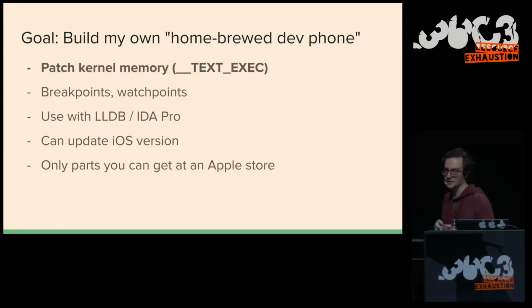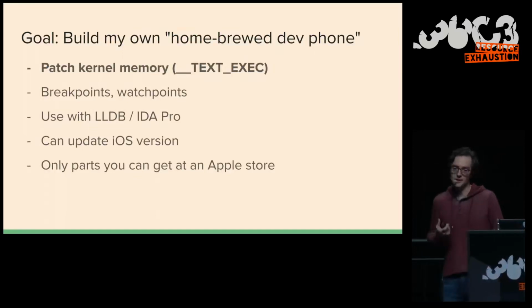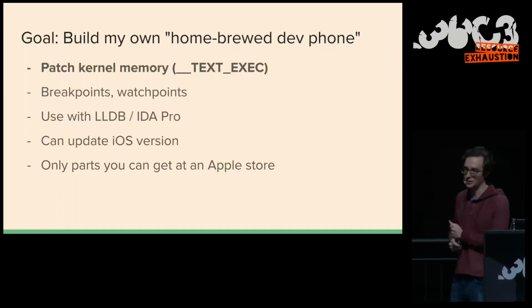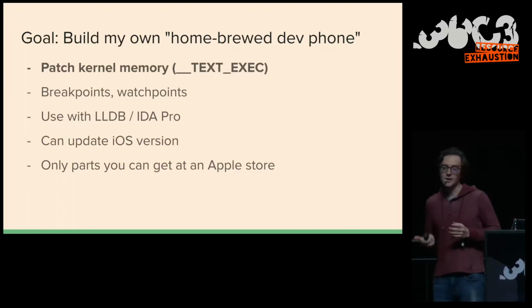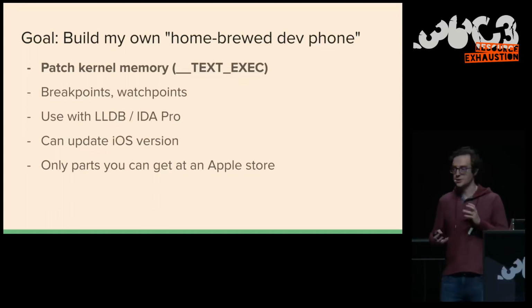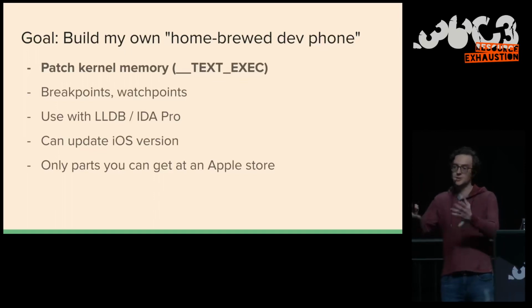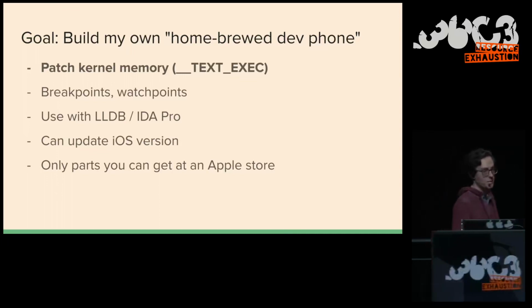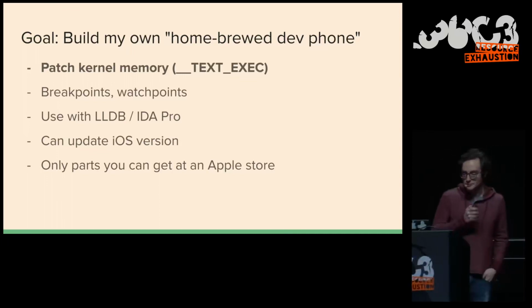If we look back at the list of requirements that I wanted in my homebrewed dev phone, the very first item on this list was I wanted the ability to patch kernel memory, and in particular to patch the executable code. Now, normally, on most systems, this isn't actually that difficult. Once you have the ability to read and write kernel memory, you can just modify page tables, make some page in memory read, write, execute, stuff your shellcode in there, and you're basically done. But on the iPhone, Apple has added a mitigation called KTRR.